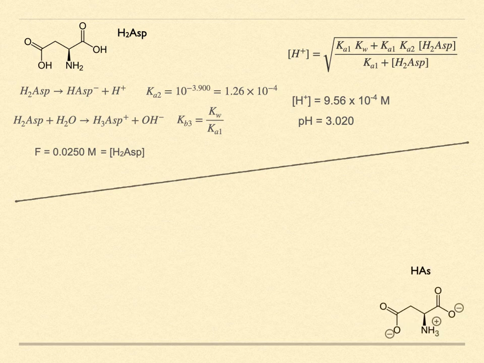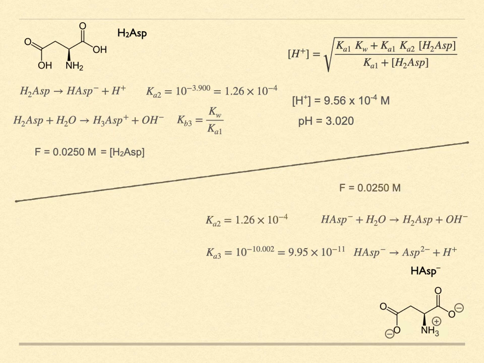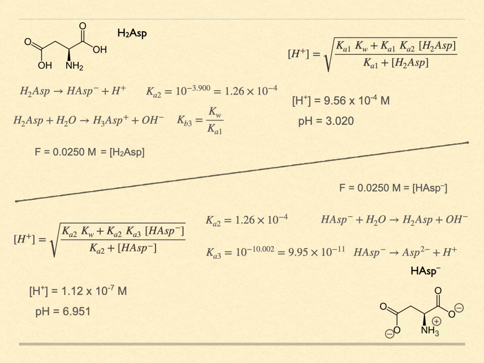The next intermediate species is H-ASP-. It could be delivered to the solution as sodium aspartate. There are again 2 reactions, but keep the constants as the 2 acid dissociation constants. Our equation is set up to work in that manner. Again, the formal concentration is 25 millimolar. And we make the same approximation, equating the formal concentration to the species concentration of H-ASP-. Plug all this into the equation to solve for the hydronium ion concentration. The hydronium ion concentration is 1.12 times 10 to the minus 7 molar, so that the solution pH is 6.951.